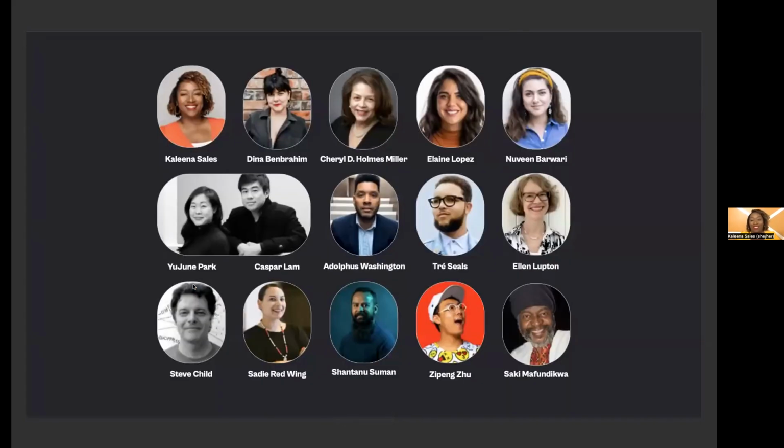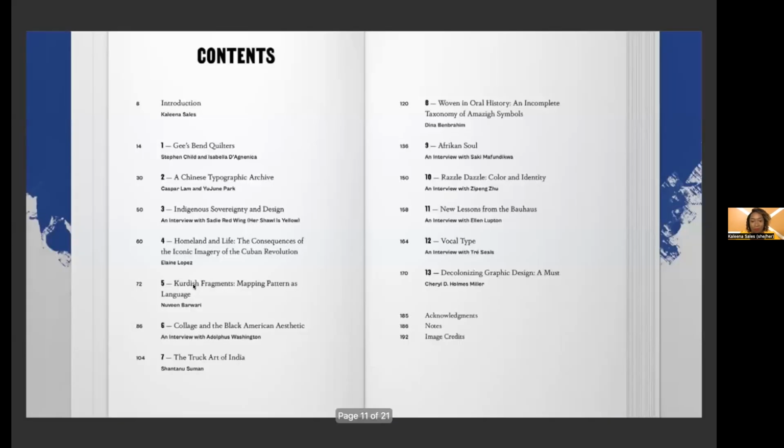These are all the contributors to the book. I am blown away that everyone said yes. I wanted to include people in this book who were doing incredible research on their own, and who were also representatives from various cultural groups from around the world. And I'm honored, I'm blown away, that I'm in the midst of all of these people. So yeah, I'm going to move on.